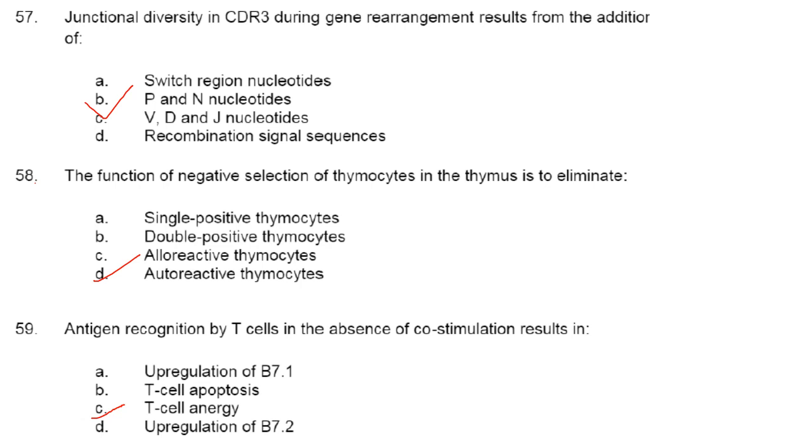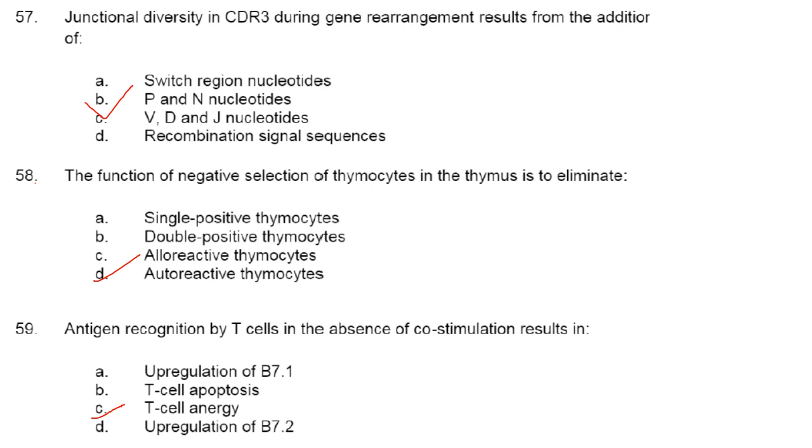Then next one. Junctional diversity in CDR3 during gene rearrangement results in the addition of... So in both heavy chain and light chain, the diversity of CDR3 is significantly increased by the addition and deletion of nucleotides at two steps in the formation of the junction between gene segments. The added nucleotides are known as P nucleotides and N nucleotides. Answer is option B, P and N nucleotides.